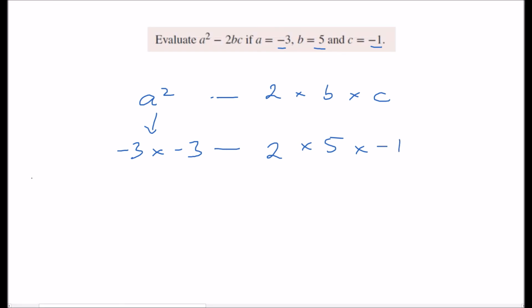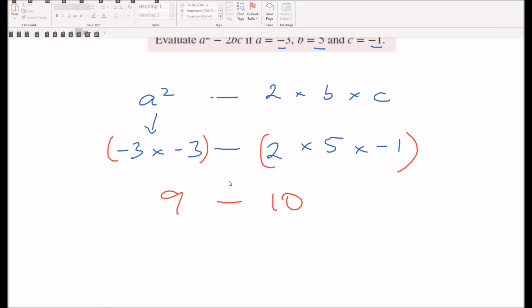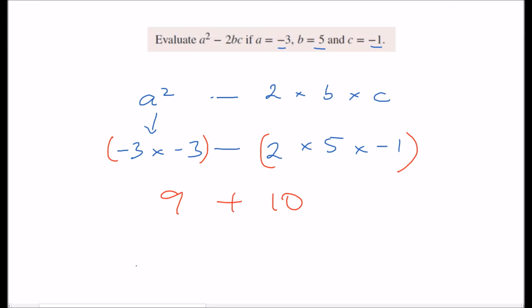So evaluating that, you want to evaluate them like this, following BODMAS, or BIDMAS, sorry. Negative 3 times negative 3 will give you positive 9. Take away 2 times 5 times negative 1. Well, 2 times 5 is 10, times negative 1 is negative 10. Negative and negative will become a positive. So that negative 10 now becomes a positive 10 because there's 2 negatives there. So 9 plus 10 is equal to 19.